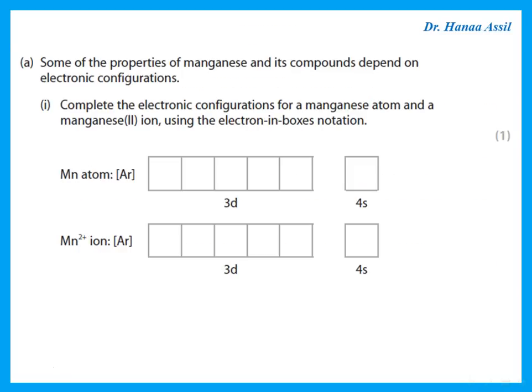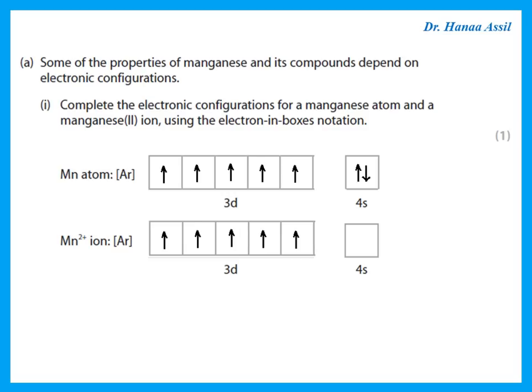Anyway, the question says some of the properties of manganese and its compounds depend on electronic configuration. So complete the electronic configurations for a manganese atom and a manganese ion. If you look at the periodic table, you would realize that the manganese has 3d5 4s2. So when it forms a 2+ ion, remember it is the electrons in the 4s that are removed. So we end up with an ion that is half filled within the 3d sublevel.